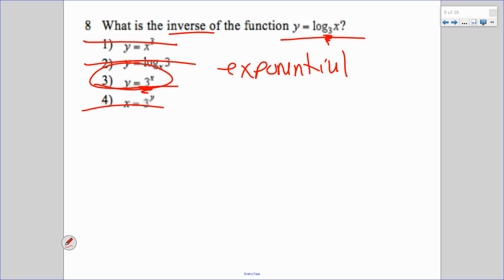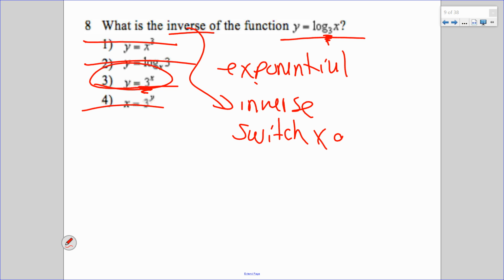In general, inverse means switch x and y, and you still can do it that way. It gets a little more complicated here, but as long as you know that logs and exponentials are inverses of each other, you'll get the right question every way.